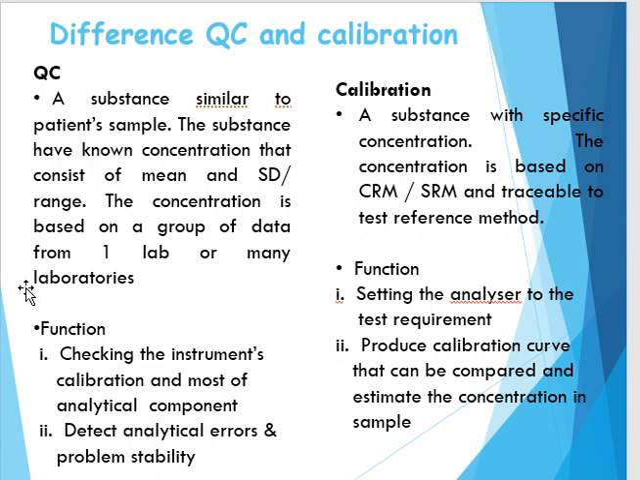So what is the function of QC? And what is the difference from the calibration function? So the QC function is checking the instrument's calibration and most of the analytical components. It is to detect analytical error and problem stability. The calibration function is setting the analyzer to the test requirement, producing a calibration curve that can be compared and used to estimate the concentration in the sample.